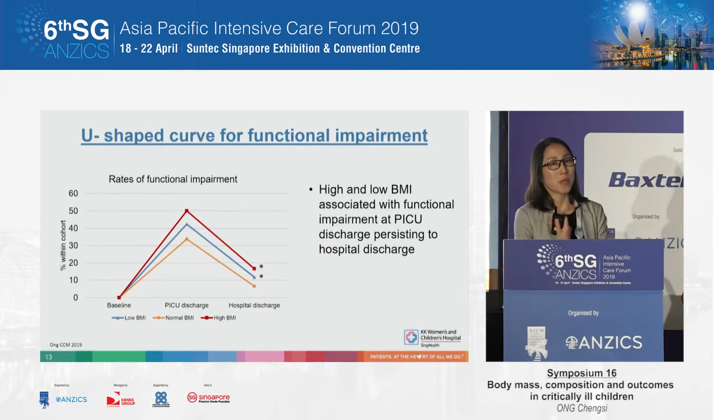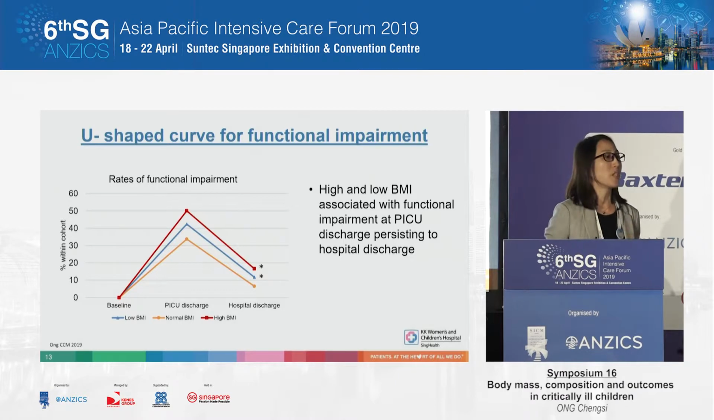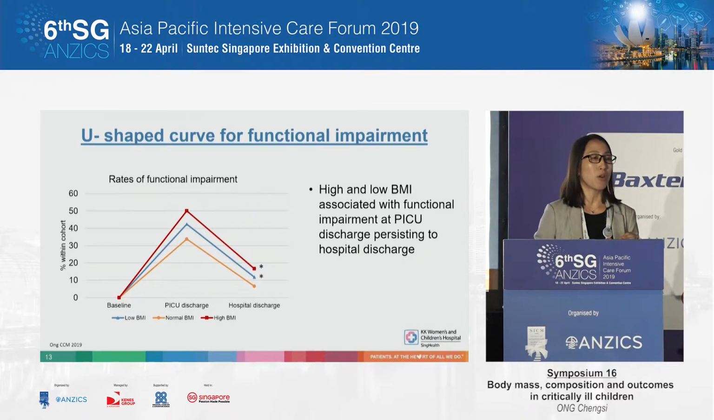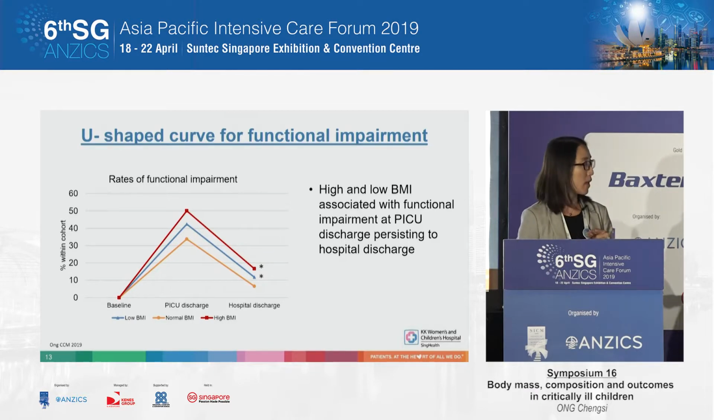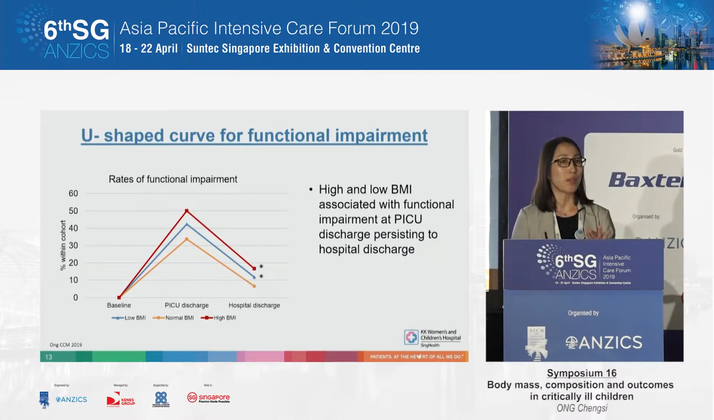And then what our group did at our PICU was to look at functional impairment. Functional impairment is something that has been increasingly discussed in pediatric studies. We looked at their functional status at baseline, at PICU discharge, and then when they were discharged from the hospital. We measured something called the Functional Status Scale score, which is a global functional assessment score. And what you can see is that the rates of functional impairment were higher in those with high BMI, and that persisted at hospital discharge. Similarly, the low BMI group was also higher than those with normal BMI.